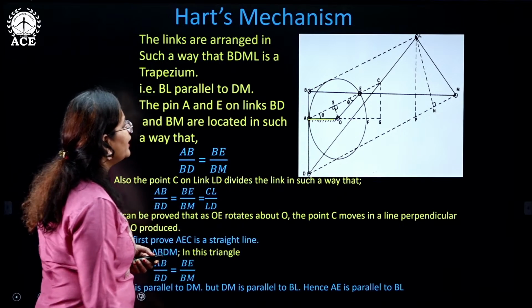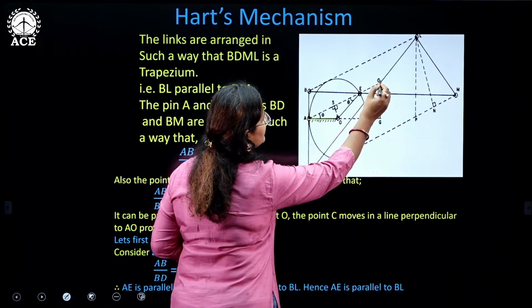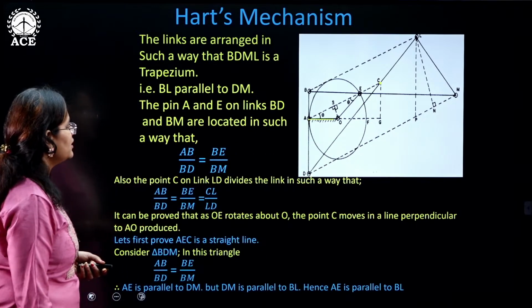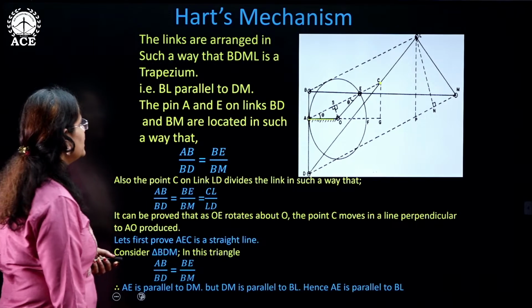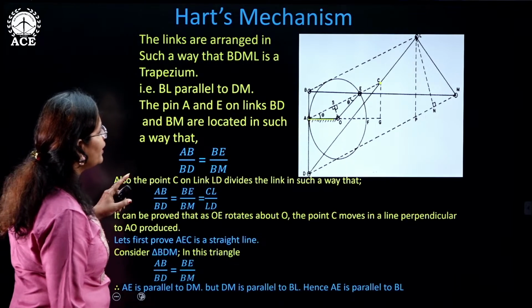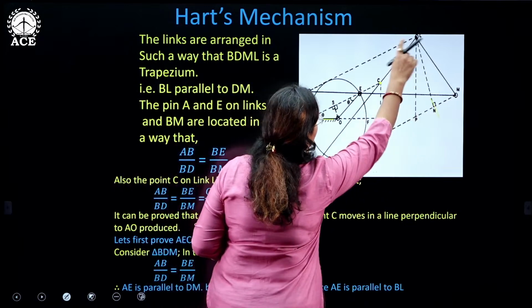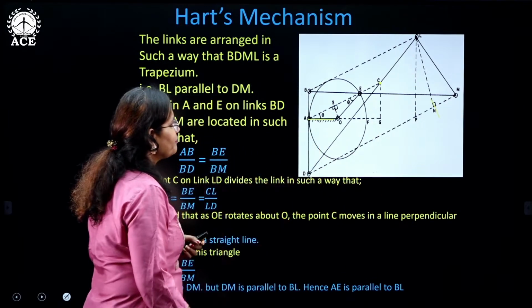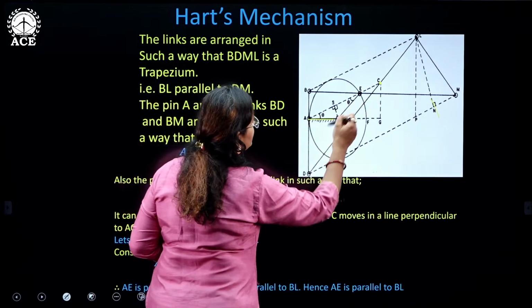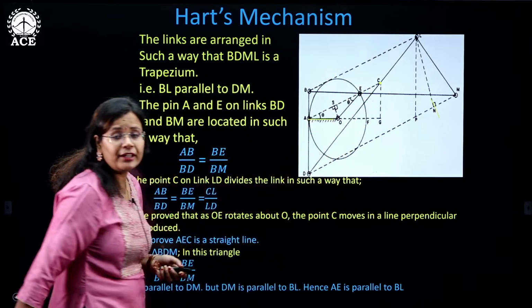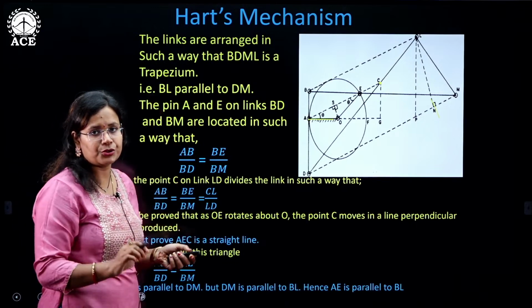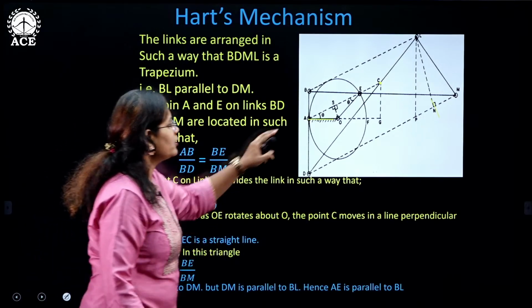And here also we will try to prove this point C is tracing a straight line whenever AO is produced for this mechanism. The same concept is seen over here. So you have different triangles. Here we will consider, this is a trapezium. You can see BDML is forming a trapezium here. You can see that. Right? So here we will consider a point C which is located on DL link, and we will have to prove that it is producing an exact straight line whenever the diameter AO is produced.